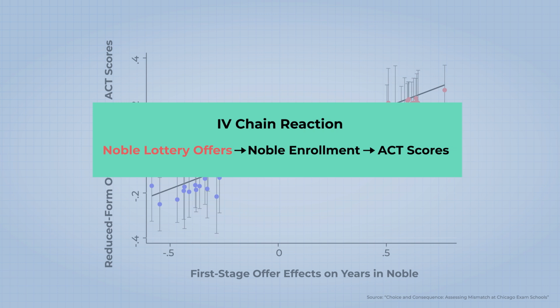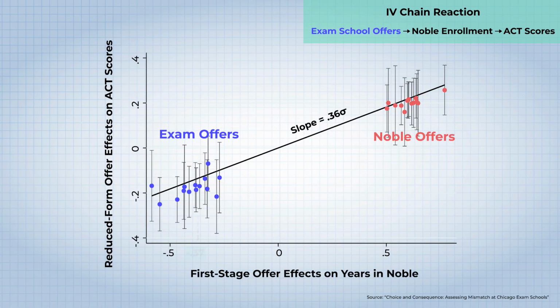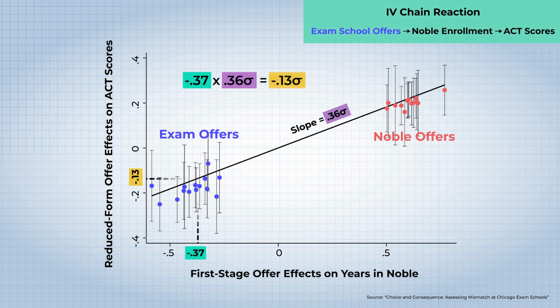Now, we've already seen that Nobel applicants offered a Nobel seat realized large ACT math gains as a result. Now consider exam school offers as an instrument for Nobel enrollment. As always, IV is a chain reaction. If exam school qualification reduces time at Nobel by 0.37 years, and each year of Nobel enrollment boosts ACT math scores by about 0.36 sigma, we should expect reduced form effects of exam school qualification to reduce ACT scores by the product of these two numbers, that is, by about 0.13 sigma. The reduced form qualification effects at the left of the figure are broadly consistent with this.